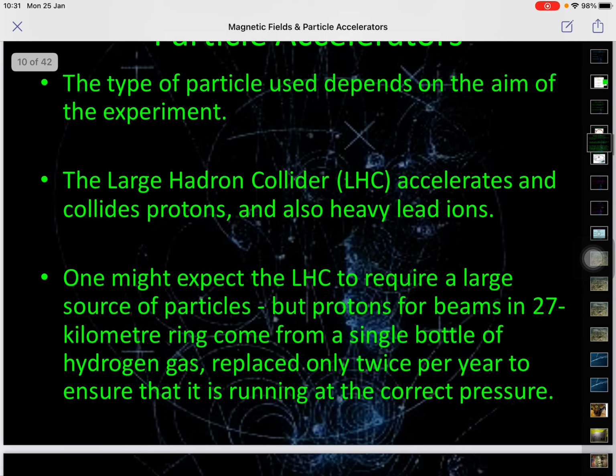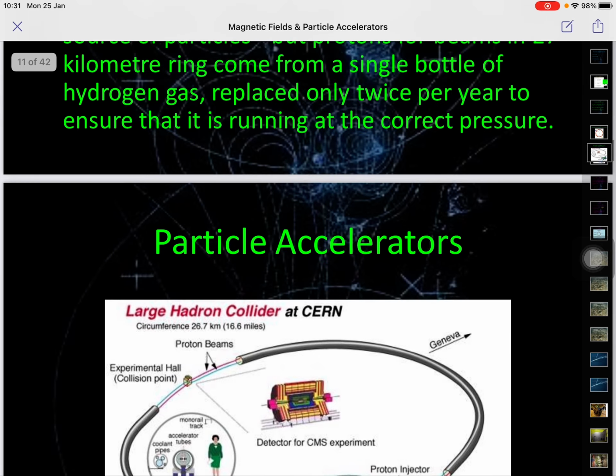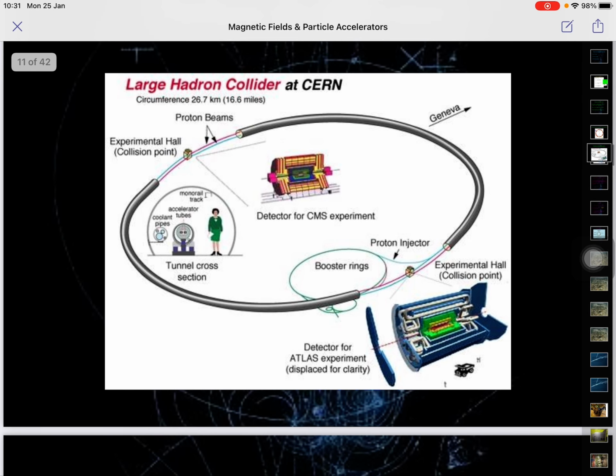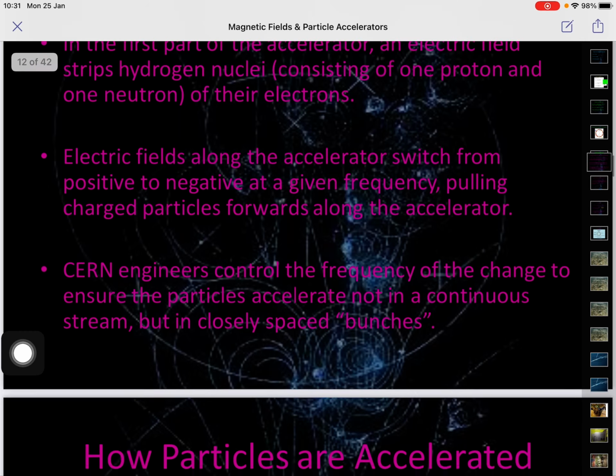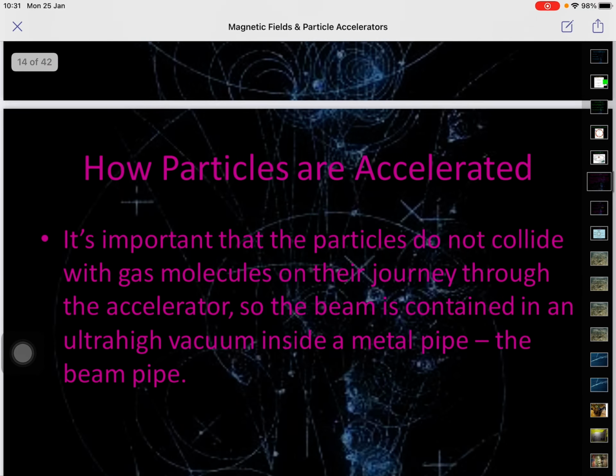Again, I would urge you to have a read through of this, but here is a little schematic of how CERN works. What you've got is initially there's a linear accelerator which releases particles into the synchrotron, which speeds them up, and then they are released into the Large Hadron Collider, which is the biggest particle accelerator they've got. Now, again, have a read through this. I'll not go through every detail.